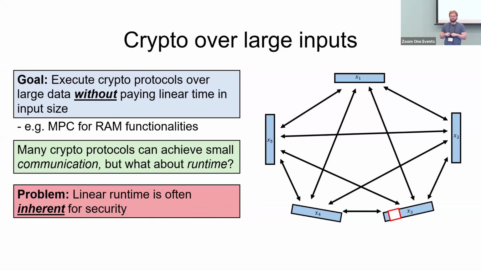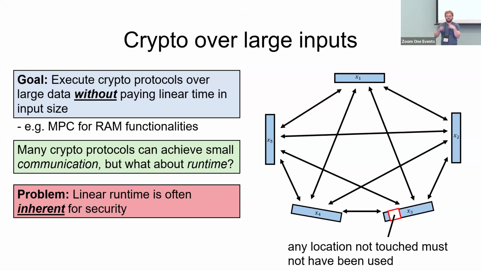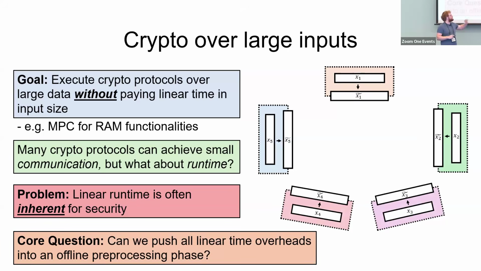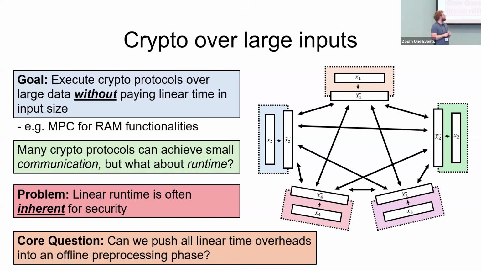For instance, think of an MPC for RAM. If there's any specific location, depicted in red here, that is never touched throughout the computation, you can learn that that location wasn't important for the computation, and that gives away some aspect of the security. So the central question of this work is: can we push all of these linear time overheads into a single fixed preprocessing phase, where each client individually preprocesses their input, and only then you run an online protocol that can be sublinear time?